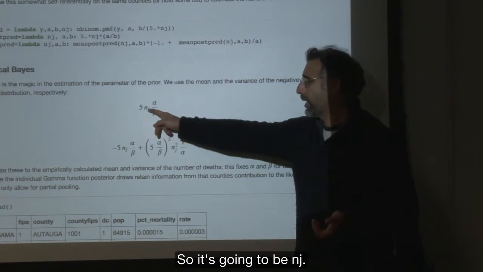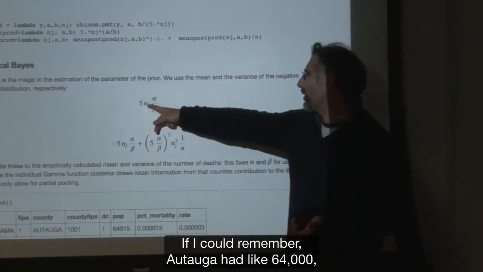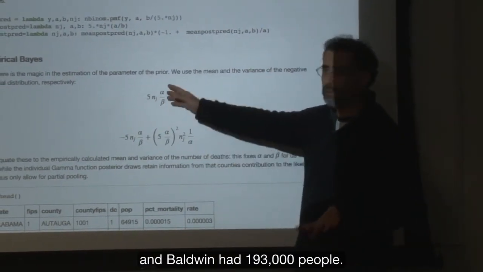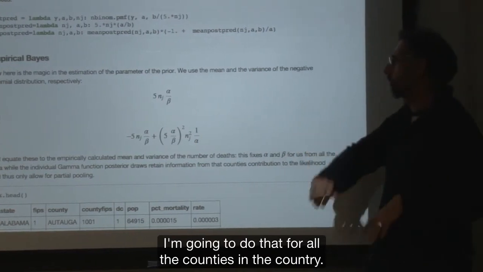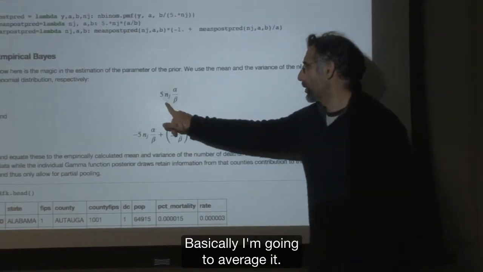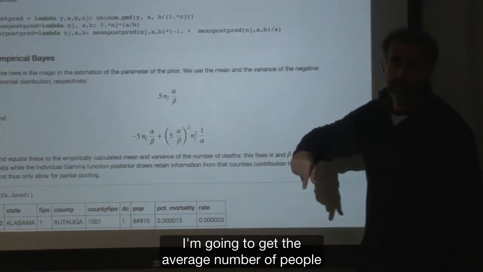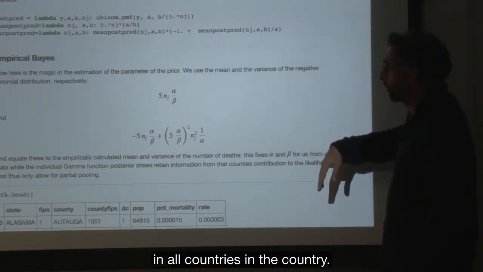So, you know, it's going to be Nj. If I remember, Autauga had like 64,000 and Baldwin had 193,000 people. I'm going to do that for all the counties in the country. Basically, I'm going to average it. I get the average number of people in all counties in the country.